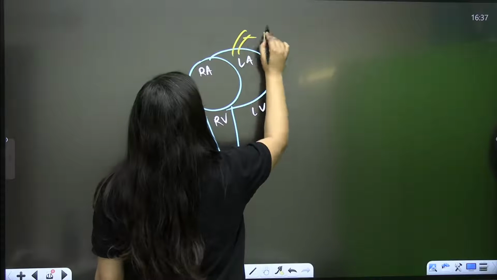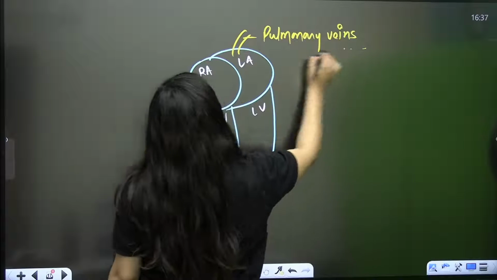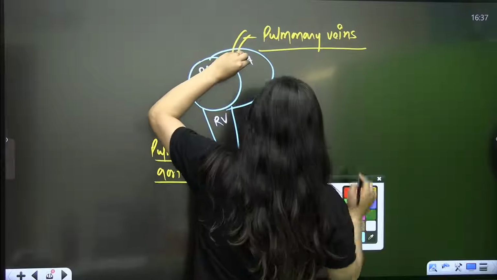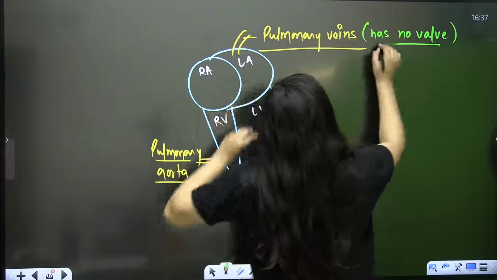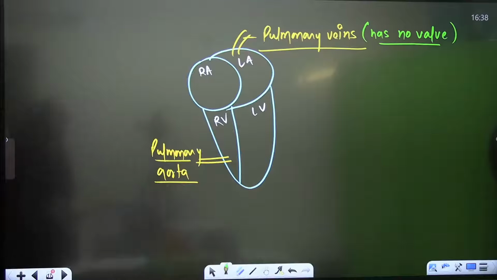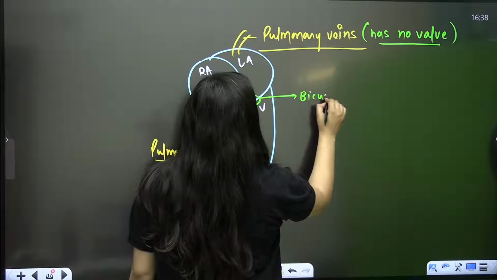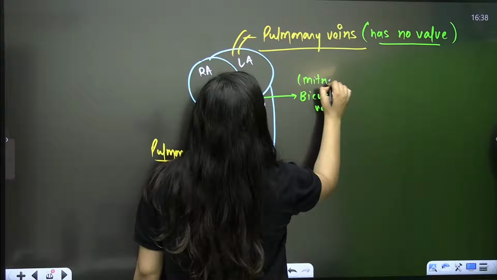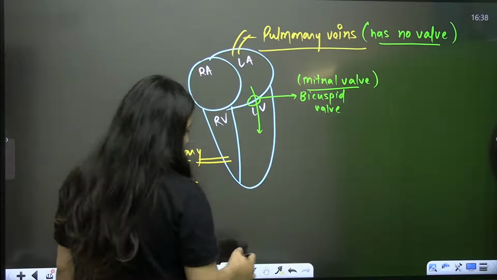Now, pulmonary veins, basically 4 pulmonary veins. How many? 4 pulmonary veins bring the oxygenated blood to the left auricle, and pulmonary veins also do not have valves. So they can ask you which veins are not having a valve. Superior vena cava, no. Pulmonary veins, no. Now, from this left auricle, with the help of this bicuspid valve, also known as the mitral valve, the blood will pass to the left ventricle.